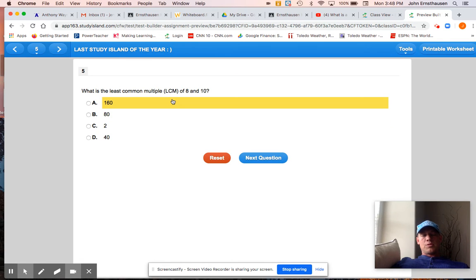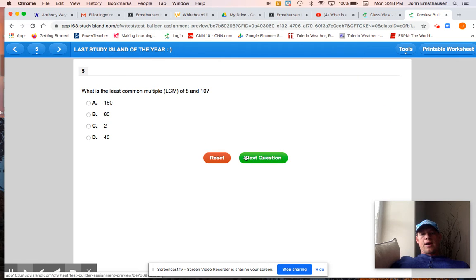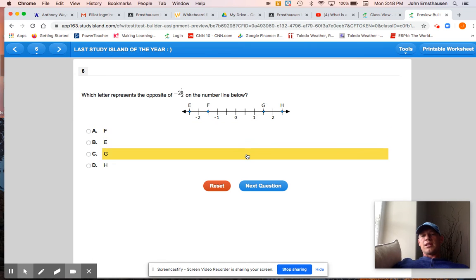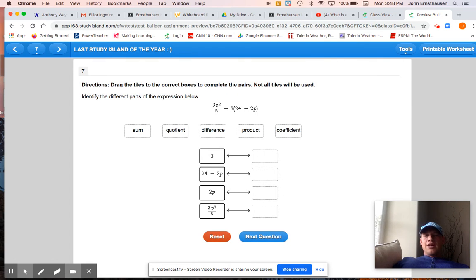Least common multiple, remember multiples are many: 8, 16, 24; 10, 20, 30, until you find one in common. Which letter represents the opposite of -2.5 on the number line? The opposite of -2.5, think what that would be. Fairly easy one. This one's going to be tough.